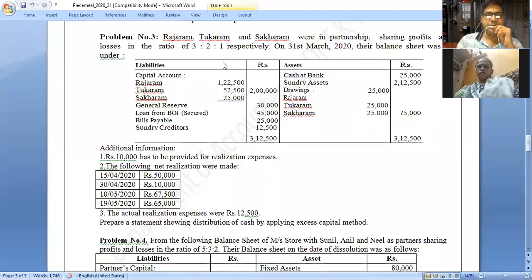Prepare a statement showing distribution of the cash by applying the excess capital method. Now friends, you have to keep in mind only one method is there, that is the excess capital method. While solving the problem, you should keep in mind how many partners are there. There are total 3 partners, Rajaram, Tukaram and Sakaram. Then second thing you have to keep in mind is their profit sharing ratio. The profit sharing ratio provided is 3 is to 2 is to 1.